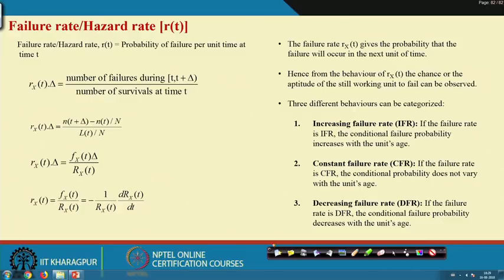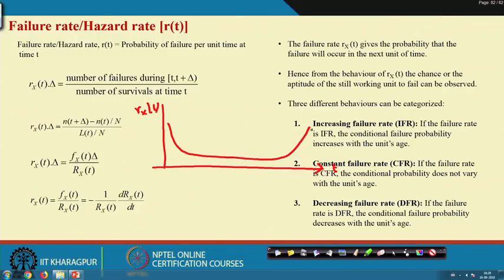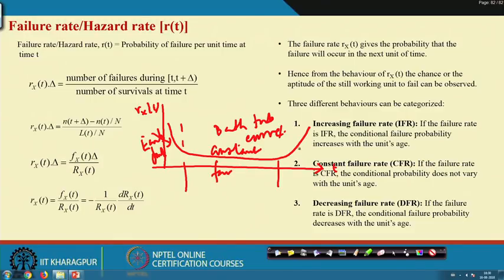And you will find that if you actually want to draw the curve of r_X(t) vis-a-vis t, you will usually find a curve like this, which is known as the bathtub curve. So, there will be three regions. This is early failure, this is constant failure, and this is worn out failure.